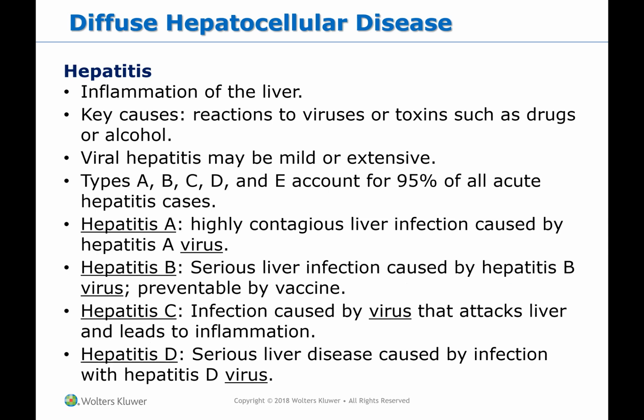Hepatitis is inflammation of the liver. Key causes are reactions to viruses or toxins such as drugs or alcohol. Viral hepatitis may be mild or extensive. There's quite a few types: type A, B, C, D, and E.